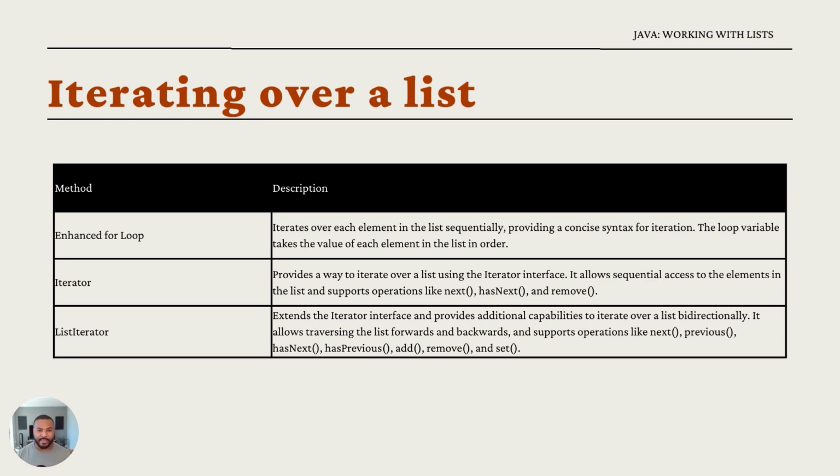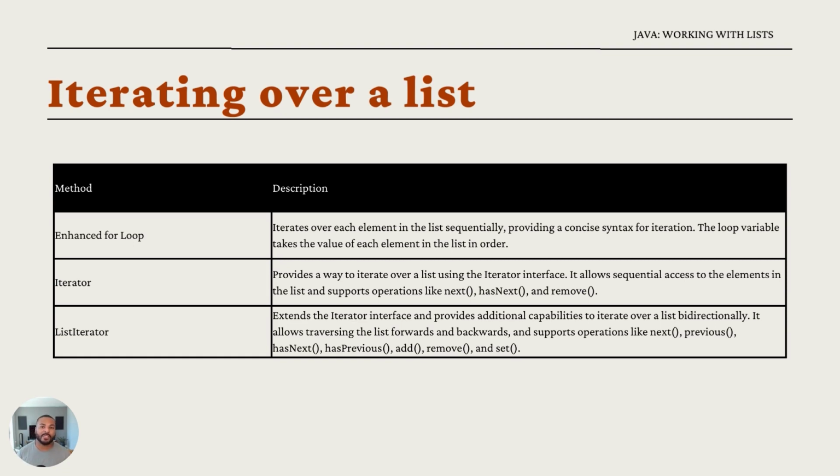And a third method is the list iterator. The list iterator extends the functionality of the iterator specifically for lists. This allows for bidirectional traversal, meaning we can move both forward and backward in the list. This method is useful when we need to traverse the list in reverse or perform complex operations that require access to both the previous and next elements.